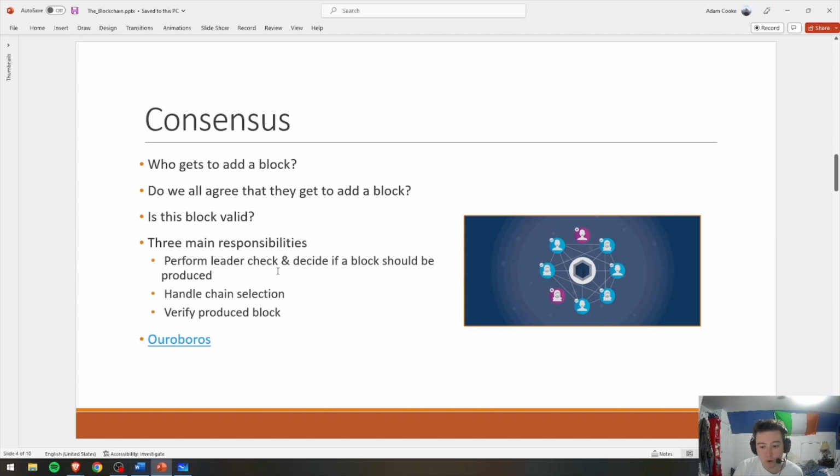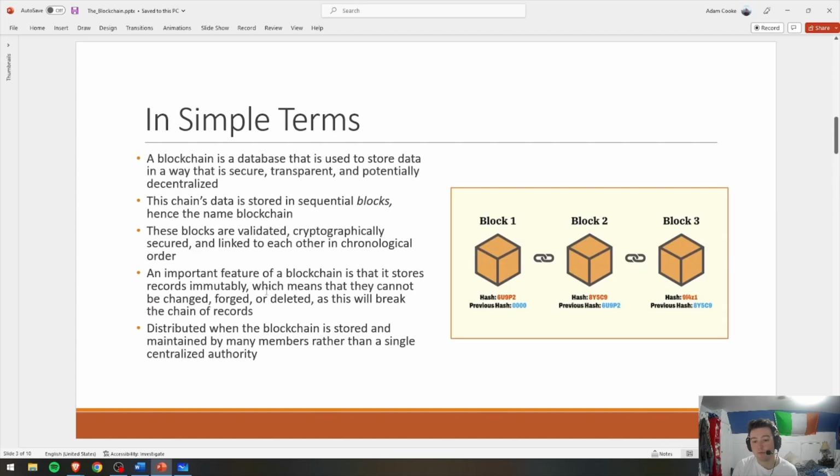So this leads to the question, who can add a block to the chain? If we have it distributed and everyone has a copy of the chain, how can we add more data to the blockchain and get everyone to add it to their own? How do we confirm that what one's adding is true or is desired to be on the chain?